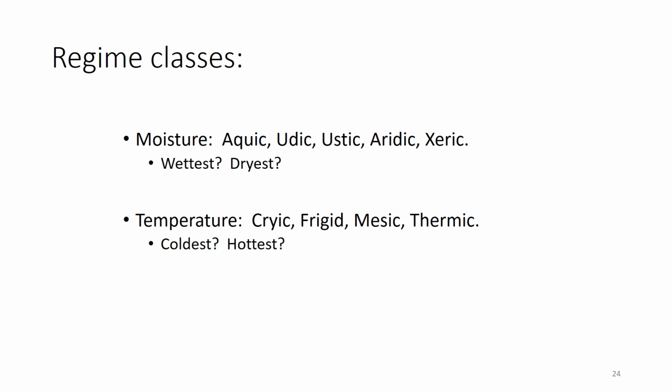There are moisture regime classes that are listed from wettest to driest, aquic being the wettest, xeric being the driest. In temperature regimes, cryic is the coldest, whereas thermic is the hottest.